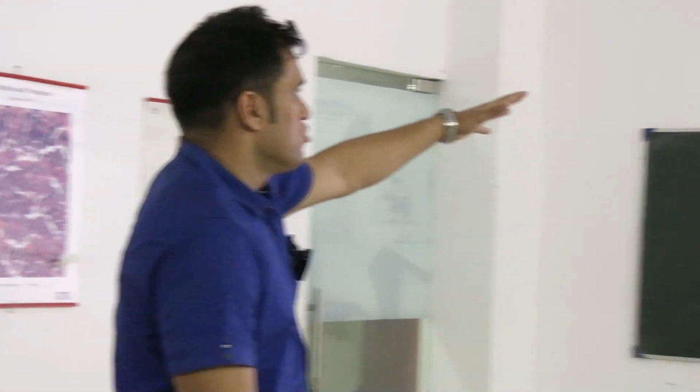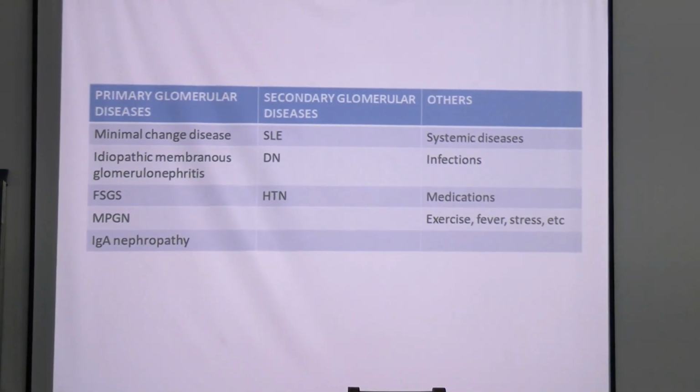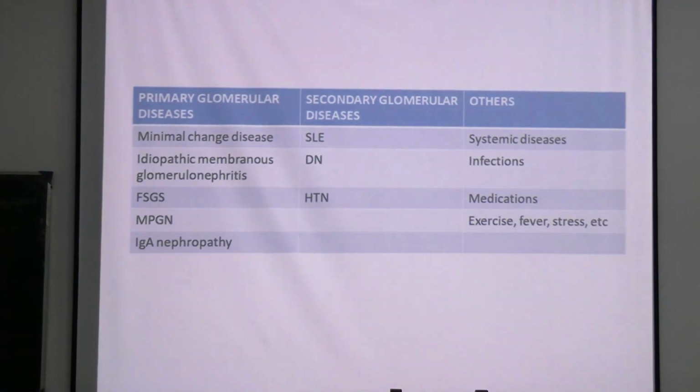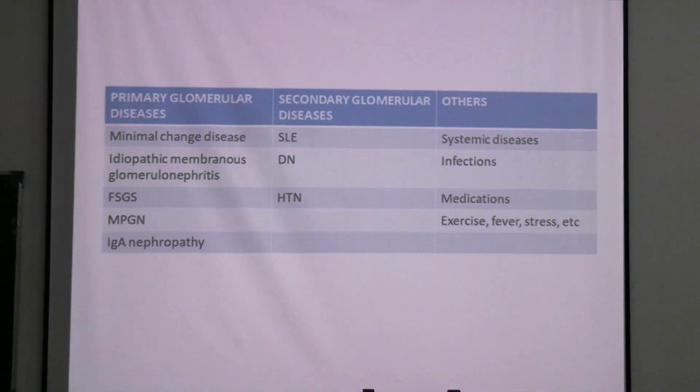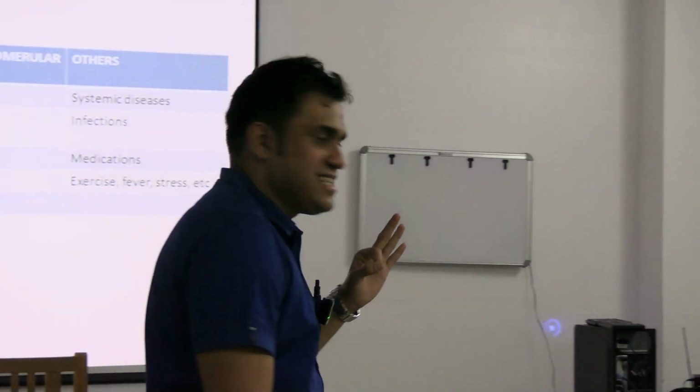Primary includes all pathology that lies in the glomerulus. So, it can be minimal change disease, idiopathic membranous glomerulonephritis, FSGS, which is focal segmental glomerulosclerosis, MPGN, membranoproliferative glomerulonephritis, and then IgA nephropathy. So, these are the primary glomerular diseases.